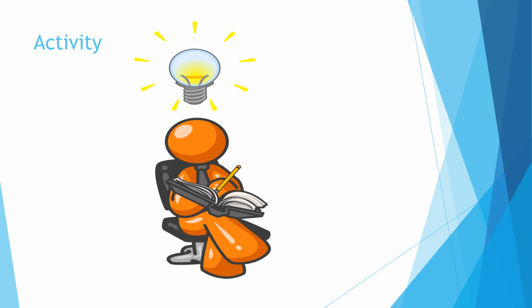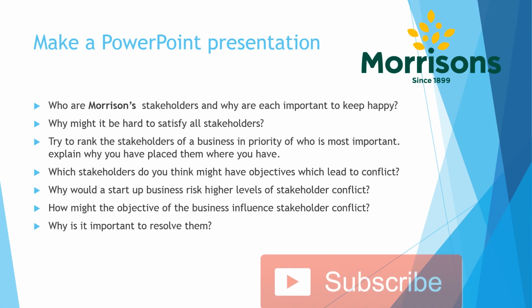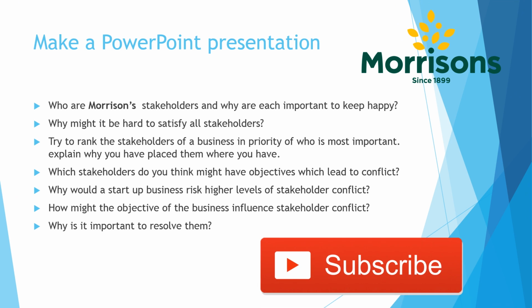This is now an activity time, so well done for staying with me so far. So I want you to do a simple activity. Explain to me, who are Morrison's stakeholders and why is each important to keep happy? And then just follow on and complete all these tasks, answer all these questions.